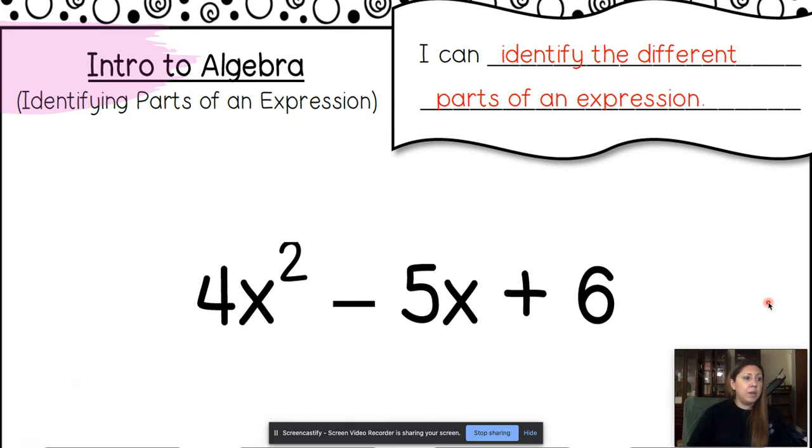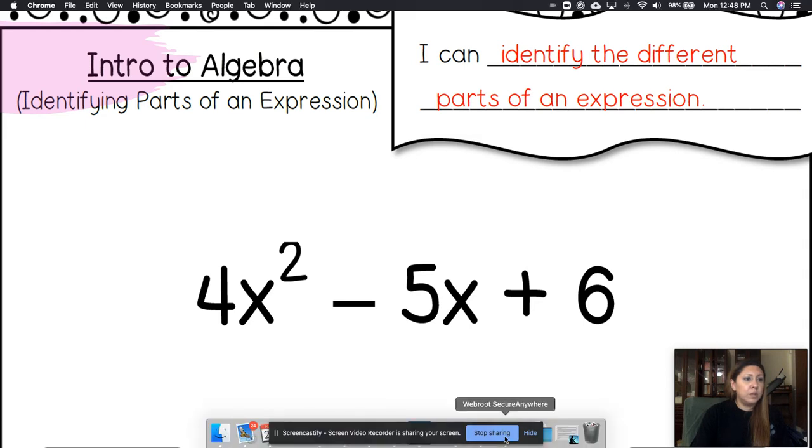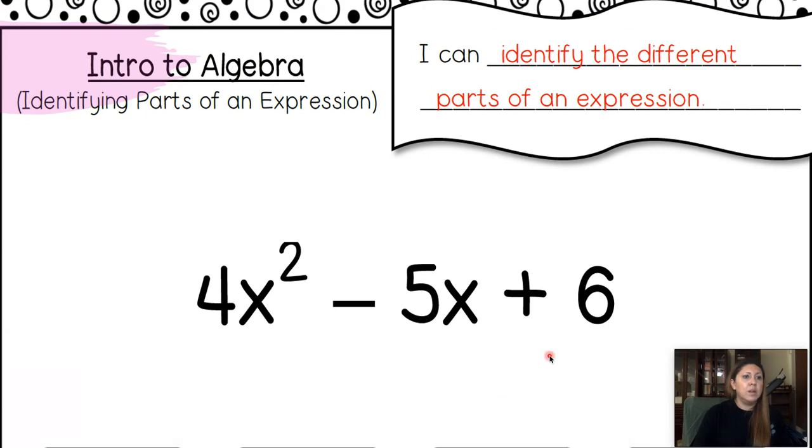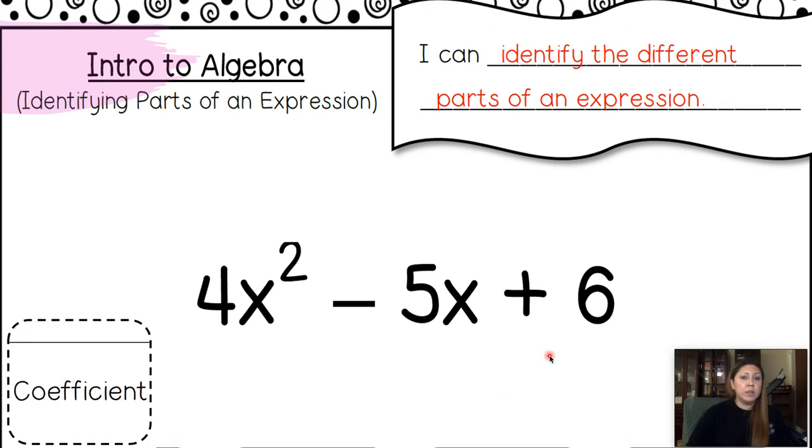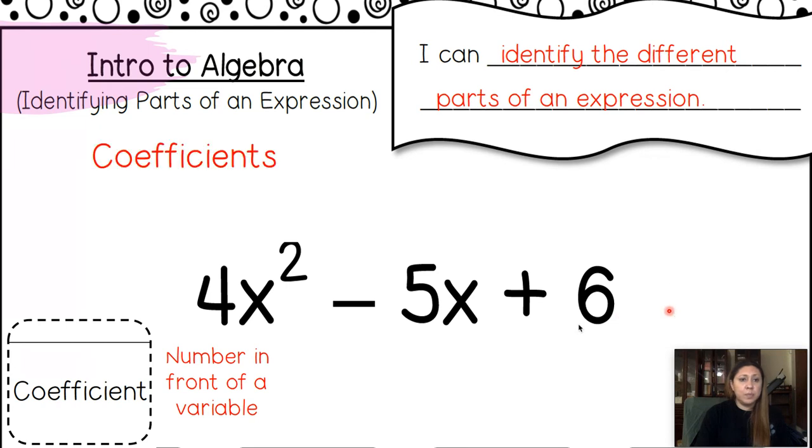All right, the next part that we're going to be talking about is coefficients. So what's a coefficient? That's the number in front of my variables. So that's this guy right here, the -5, and then the 4. It is not the 6, because the 6 does not have a variable with it.